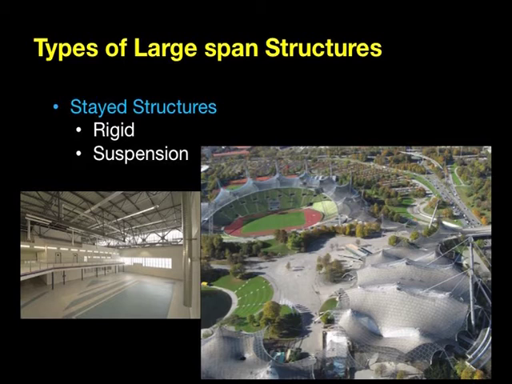Stayed structures are again divided into two types. They could be rigid or suspension structures. The picture on the left-hand side is of a hangar building. The picture on the right is the Olympic Stadium in Munich, Germany.